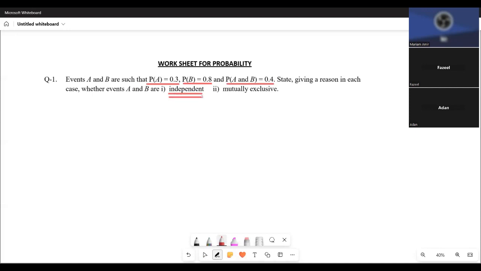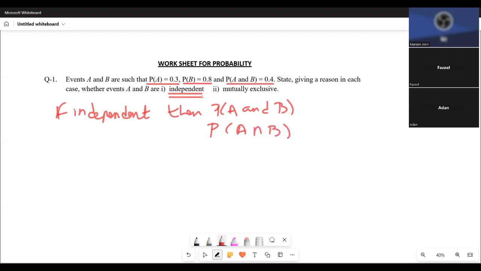Now, if you remember from yesterday's lesson, if independent, then the probability of A and B, which is also represented by the probability of A intersection B, equals the probability of A times the probability of B. So let's see, is it true?